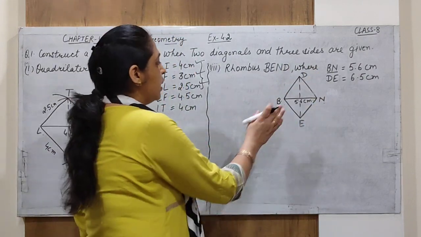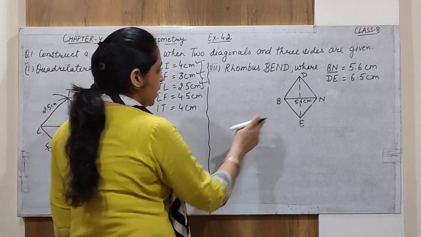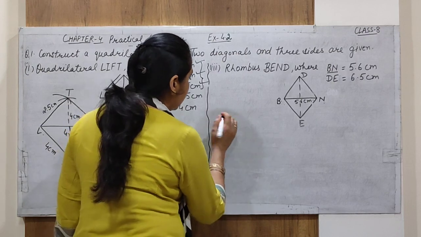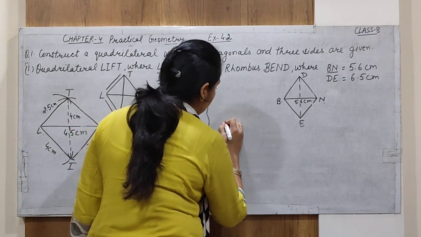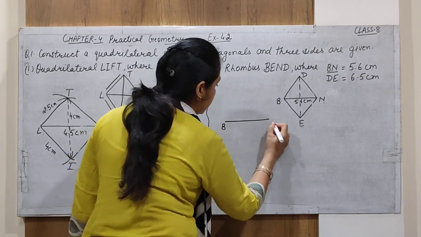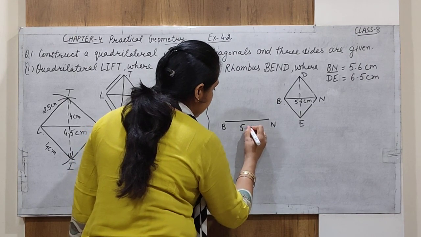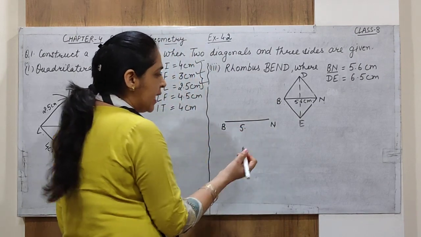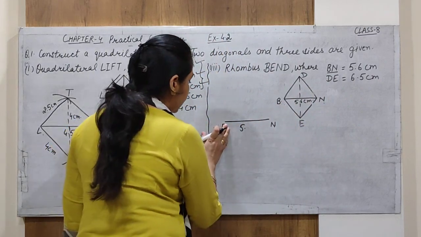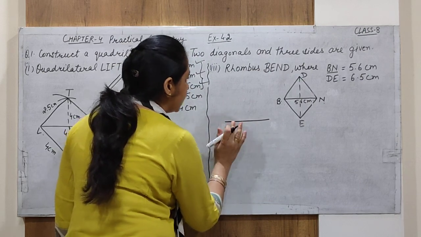So let us understand how we can draw such a kind of quadrilateral. Start with any one of the diagonals of the rhombus. So let us start with the line. Now this line segment, that is BN, is of 5.6 centimeter, or we can select the greater one as the base. Alright, because the greater one acts as the base, then the other we can draw easily.